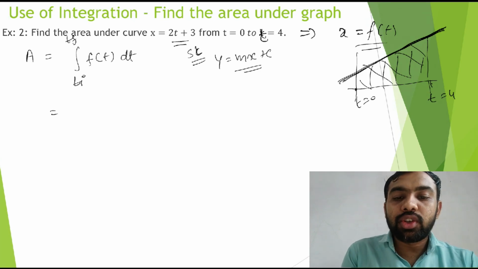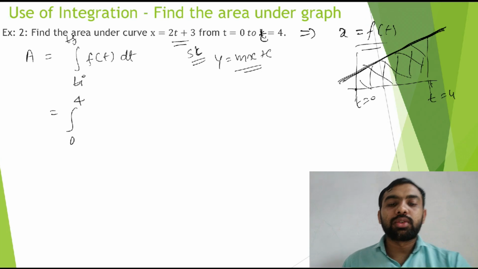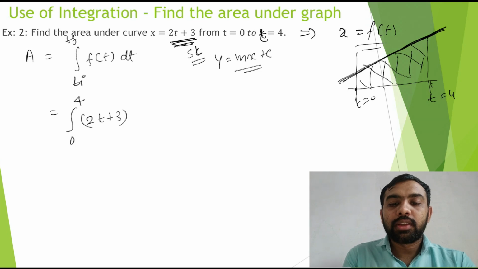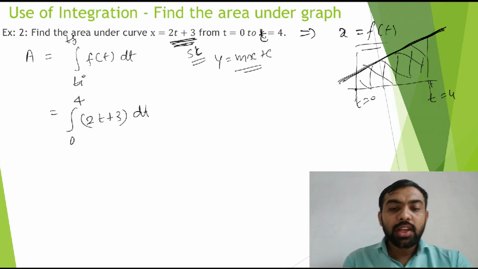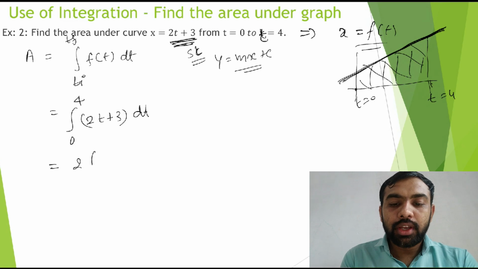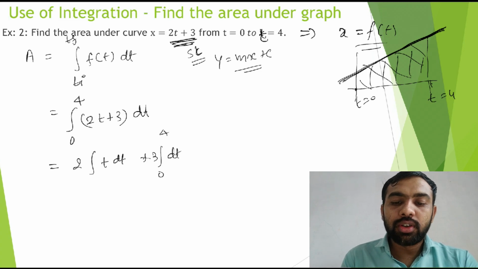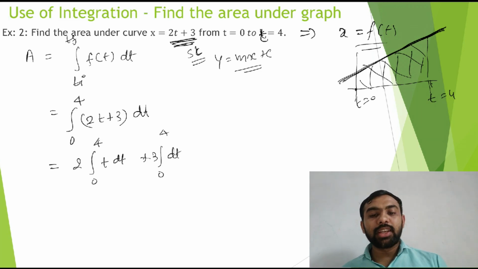See, what is t initial? 0. What is t final? 4. So 0 to 4. What is the function of t? 2t plus 3 is the function, so 2t plus 3 dt. ठीक है, so put this one, so 2 integration t dt plus 3 integration dt, 0 to 4, that is the limit.